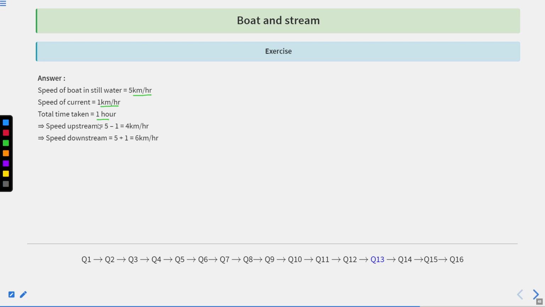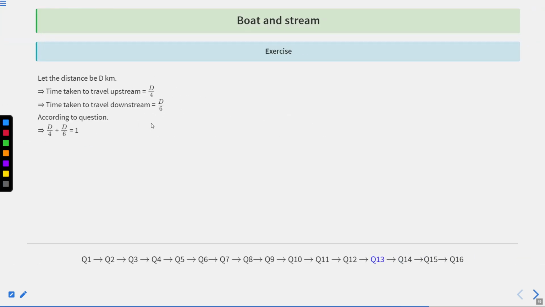Speed of upstream we have is 5 minus 1, that is 4 km per hour. And also the speed of downstream will be 5 plus 1, that is 6 km per hour. So let us suppose the distance be d kilometers, then the time taken to travel upstream is d upon 4 and time taken to travel downstream is d upon 6. So according to the question, we have d upon 4 plus d upon 6 equal to 1.